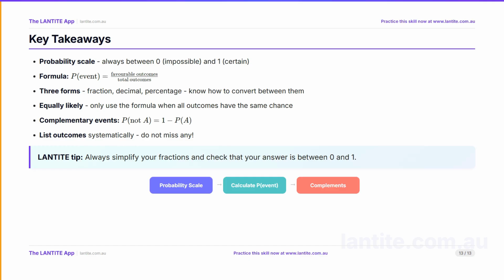Let's recap. Probability always falls between 0 and 1. The basic formula is favorable outcomes over total outcomes. You can express probability as a fraction, decimal, or percentage. The formula only works when outcomes are equally likely. Complementary events let you find the probability of something not happening by subtracting from 1. And always list outcomes systematically to make sure you have not missed any. On the LANTITE, simplify fractions and double-check your answer is between 0 and 1.